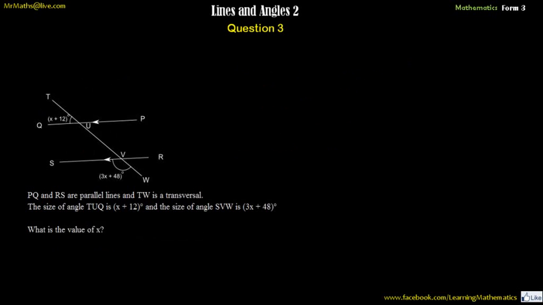Question number 3. It looks similar. We have two parallel lines and one transversal, but this question has a twist because it has two angles that are given in algebraic form. Please read the question carefully, pause the video and work out the solution on your own. And later on, after you are done answering it, then you can continue playing the video and take a look at how I solved the question. Go ahead.